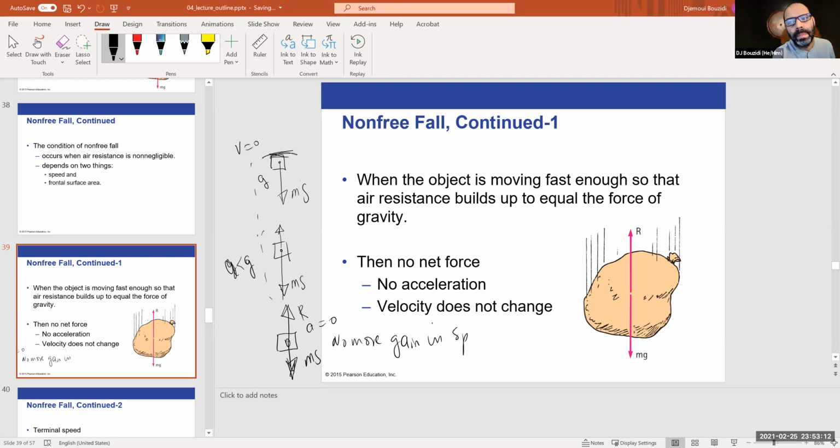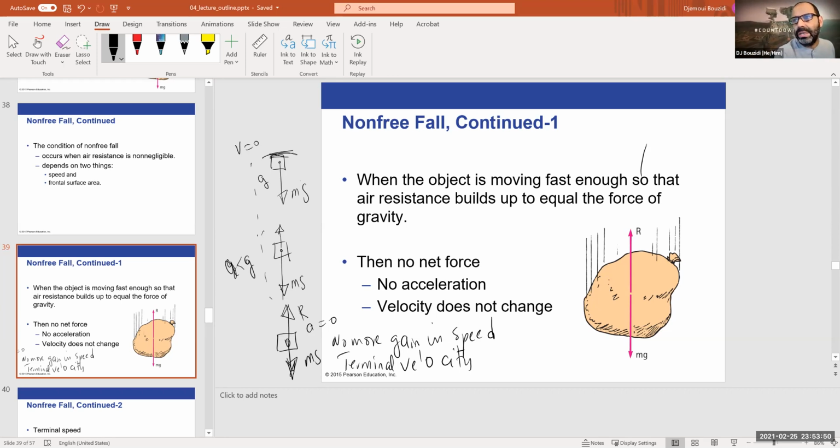in speed. You gain speed throughout the entire process up until this point. You cannot gain any speed anymore. You're going to reach the ground with that last speed. So this is called the terminal velocity. The terminal velocity is the velocity with which the object is going to hit the ground. It gains more and more speed, and in doing so, it builds up more and more drag until the drag cancels the weight, in which case you cannot gain any more speed. You have reached the terminal velocity at that point.